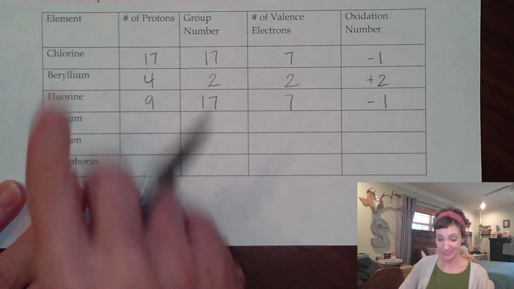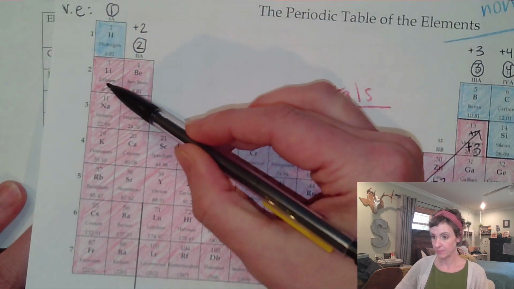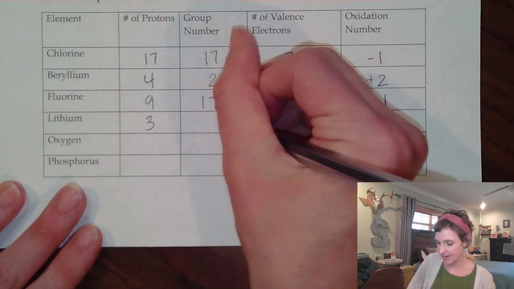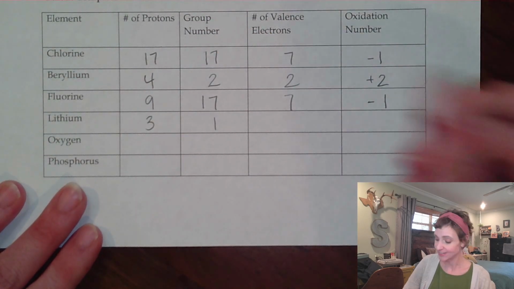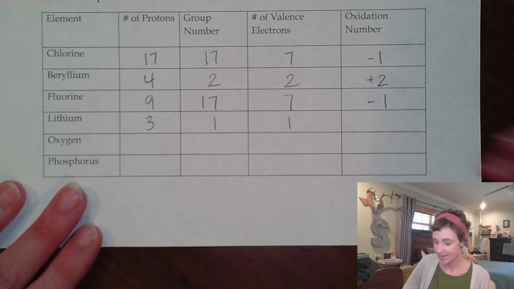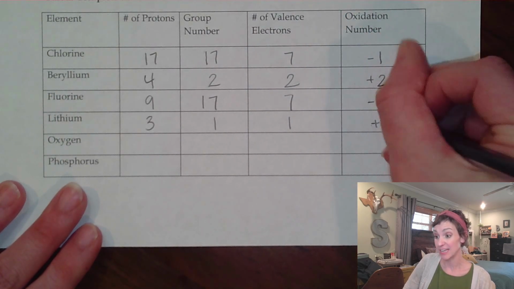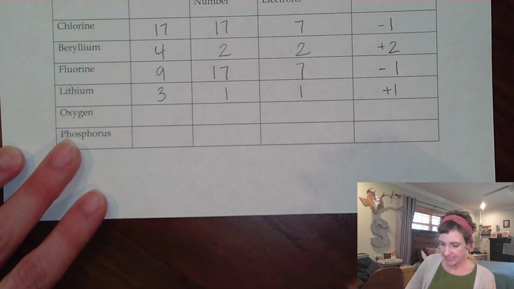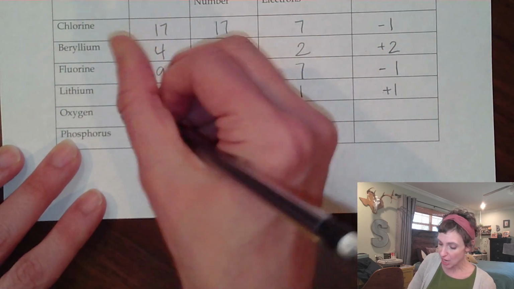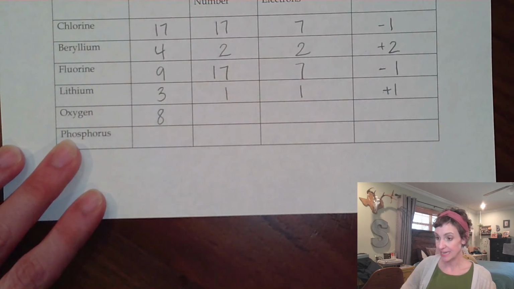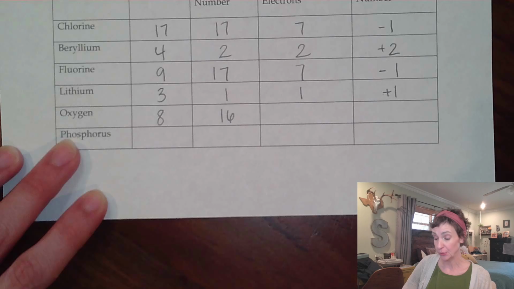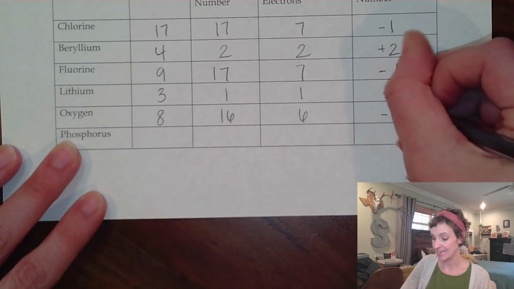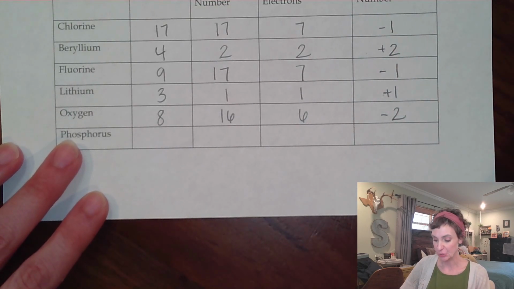Then we got lithium. He is in group 1 with my alkali metals. He is atomic number 3, so 3 protons, and then group 1, and we have 1 valence electron, so my oxidation number is +1. That means he loses that 1 valence electron. Oxygen, group 16, is atomic number 8, so he's got 8 protons. Everybody in group 16 has 6 valence electrons, and in order to achieve his octet, he gains 2, so he forms a -2 charged ion.